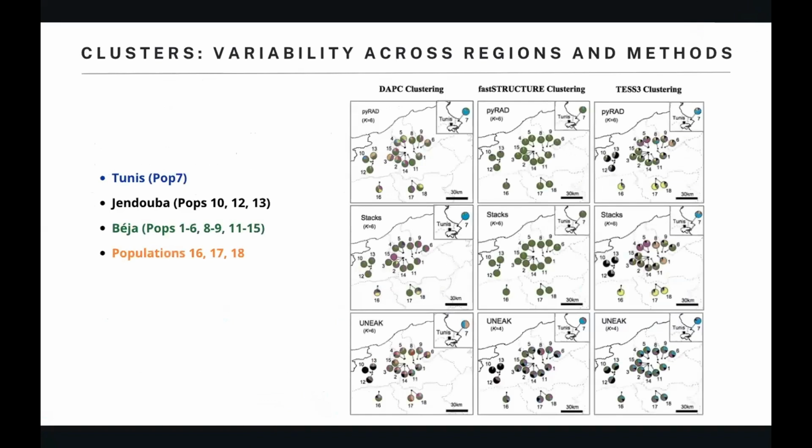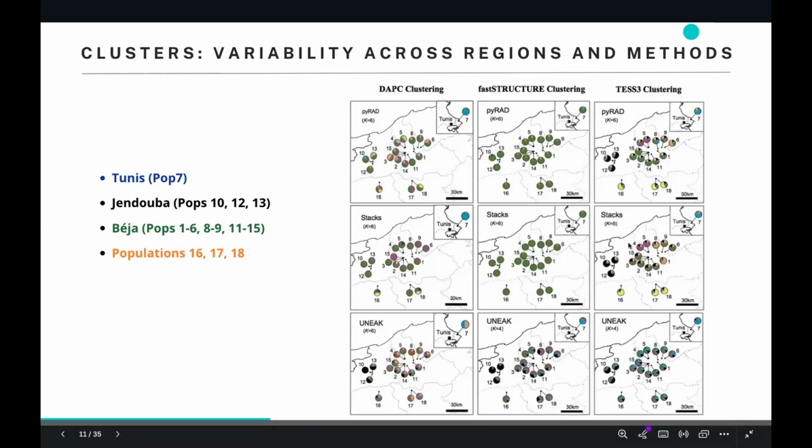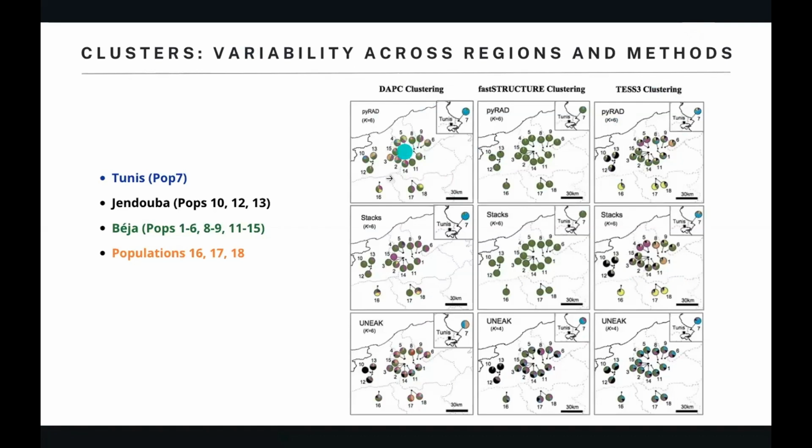So after the SNPs were identified, we turned our attention to exploring the population structure using various clustering methods, the sNMF, fastSTRUCTURE, and TESS3. And we applied these methods to the three datasets, PyRAD, Stacks, and Uneak. And to compare clustering patterns, we superposed pie charts of average membership probability on a geographic map. So the main observation is that some populations showed clear genetic differentiation across datasets and methods.